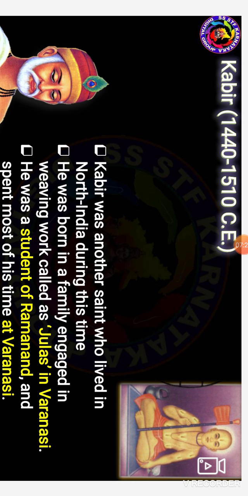And the next one is Kabir. Kabir was another saint who lived in North India, during the period 1442 to 1510. He was born in a family engaged in weaving work, called julaha, in Varanasi. Kabir was also a student of Ramanand, and he spent most of his time in Varanasi with Ramanand.